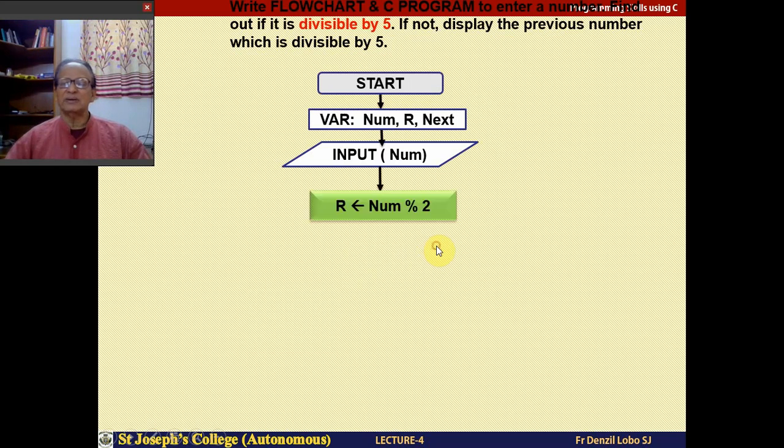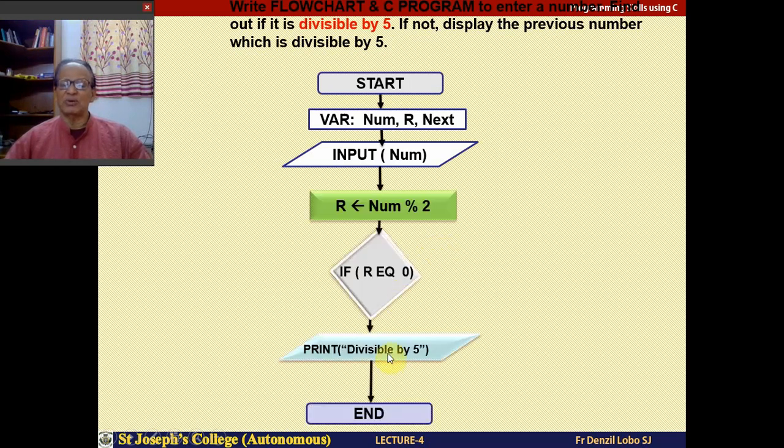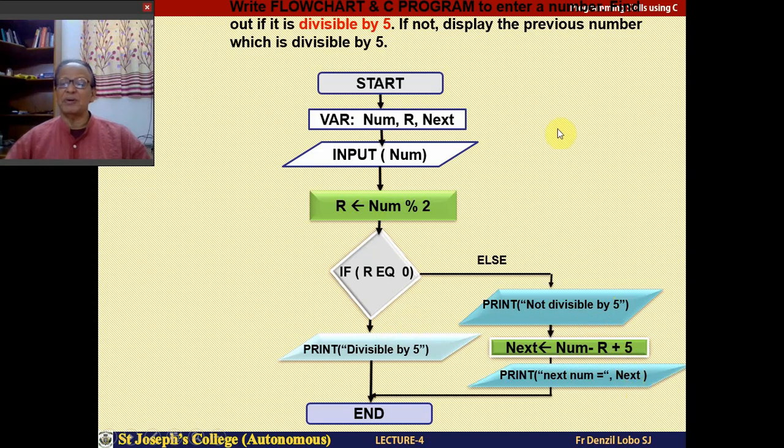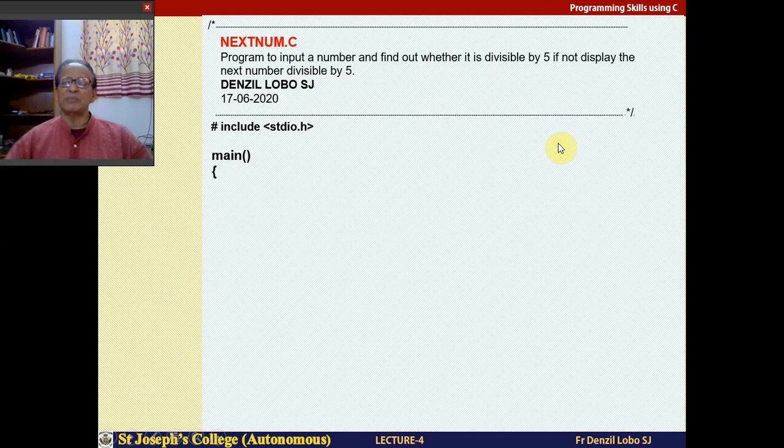Again, next, and you find the remainder. You ask this question: if it is equal to 0, naturally it is divisible by 5. If not divisible by 5, find the next number. So that is number minus r plus 5, and you display that number. Flow chart is over. Now you have to write the C program. Spend some time, write a neat C program and check that C program with this.